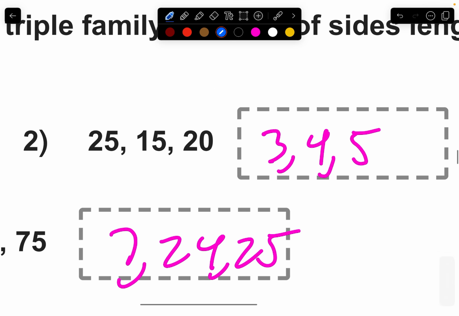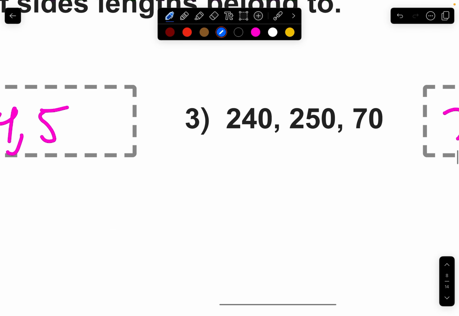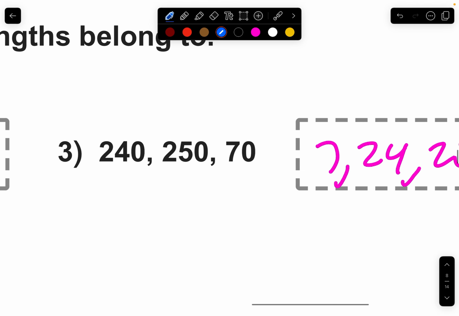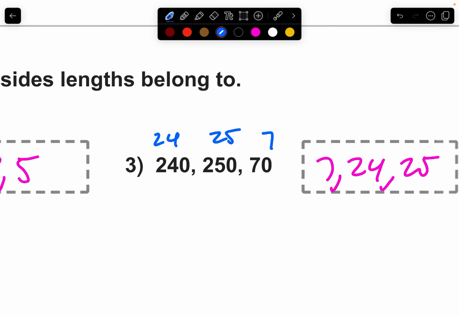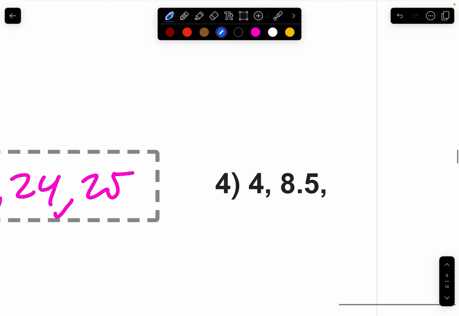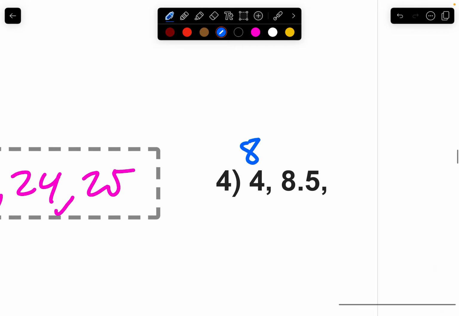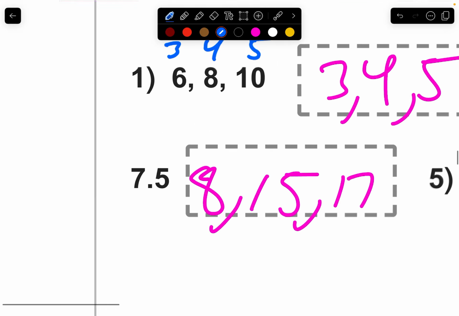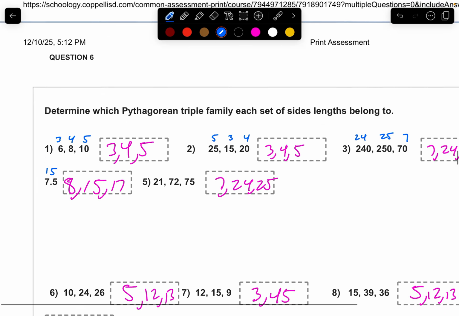GCF here is 5. Divided by 5, divided by 5, divided by 5. That's a 3, 4, 5. I can divide all those numbers by 10. Divided by 10, divided by 10, divided by 10. There's another number, but I don't care. That's not a whole number. We need whole numbers. So times 2, which I guarantee the last one, times 2, 8, 15, 17.